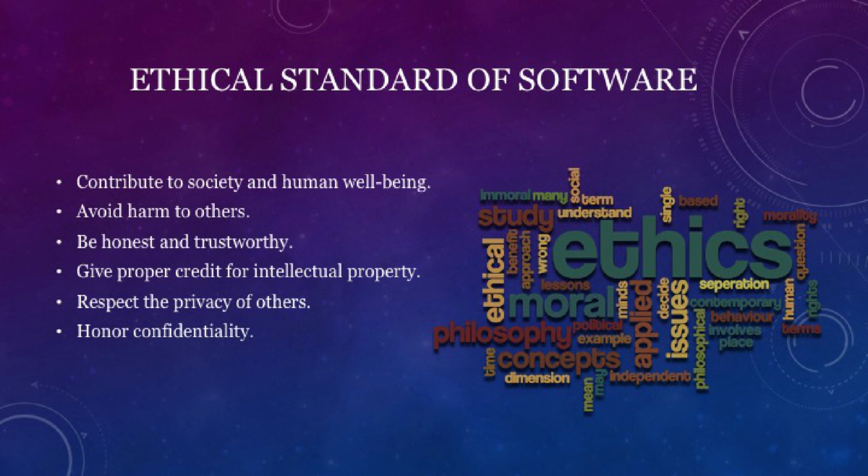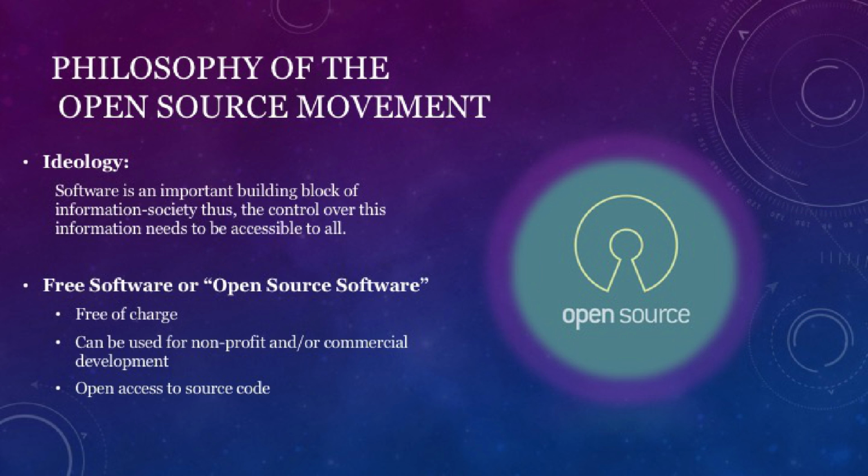The community has defined ethics as follows. It must contribute to society and human well being. Software must avoid harm to others, be honest and trustworthy, give proper credit for intellectual property, respect the privacy of others, and honor confidentiality. These are going to be the set of ethical standards that we're going to be looking at moving forward in our presentation.